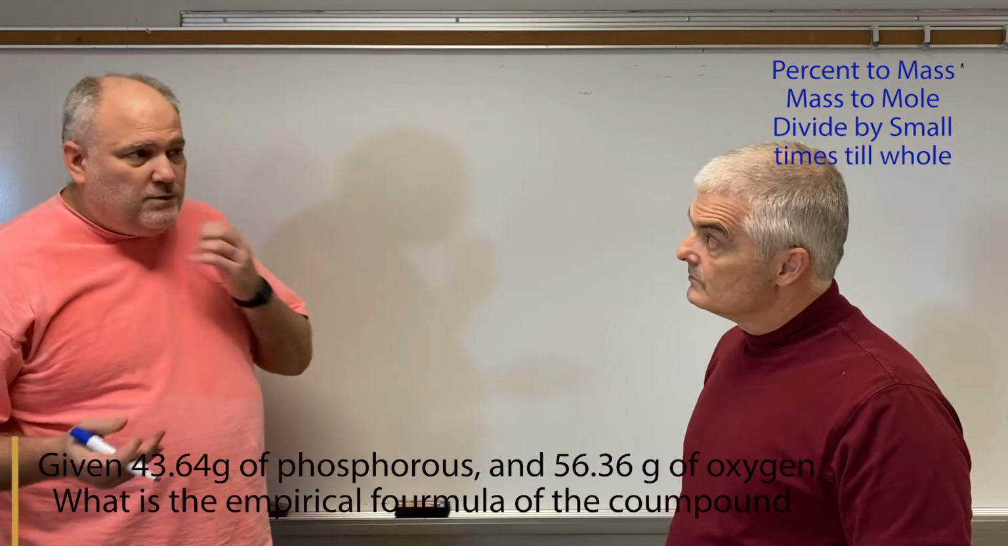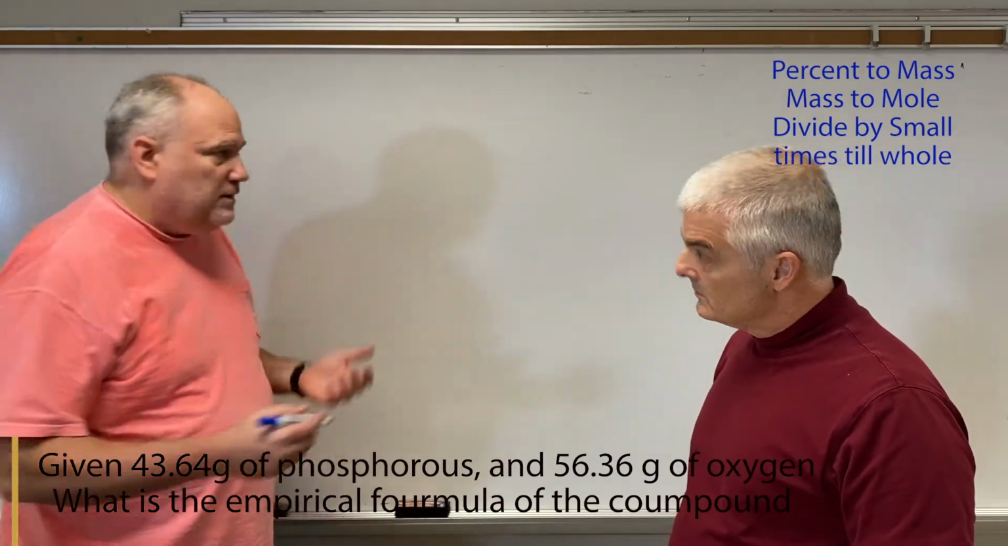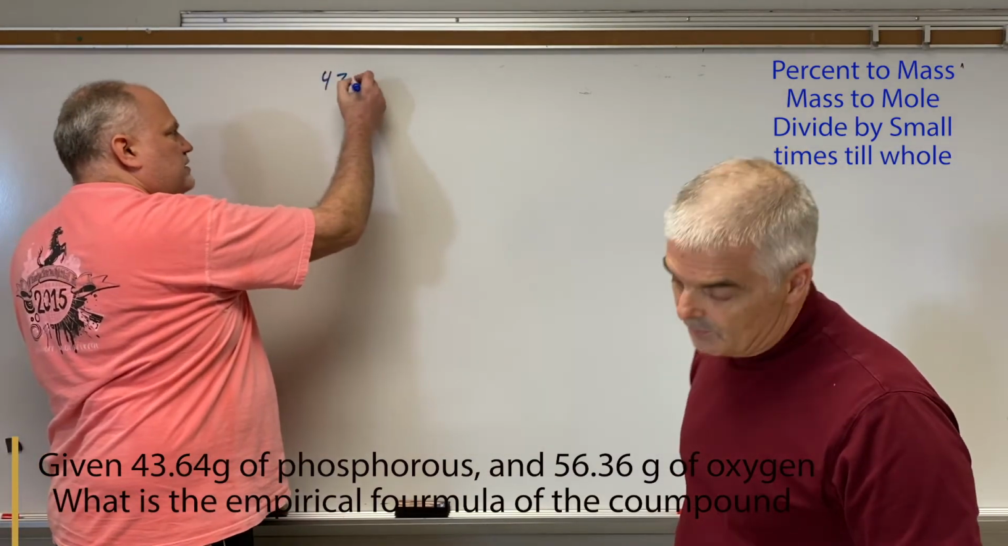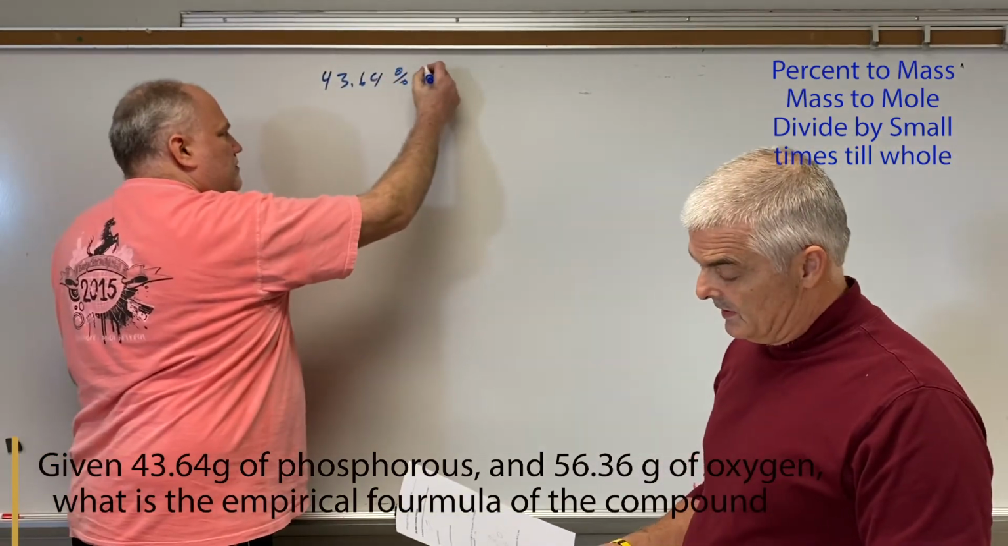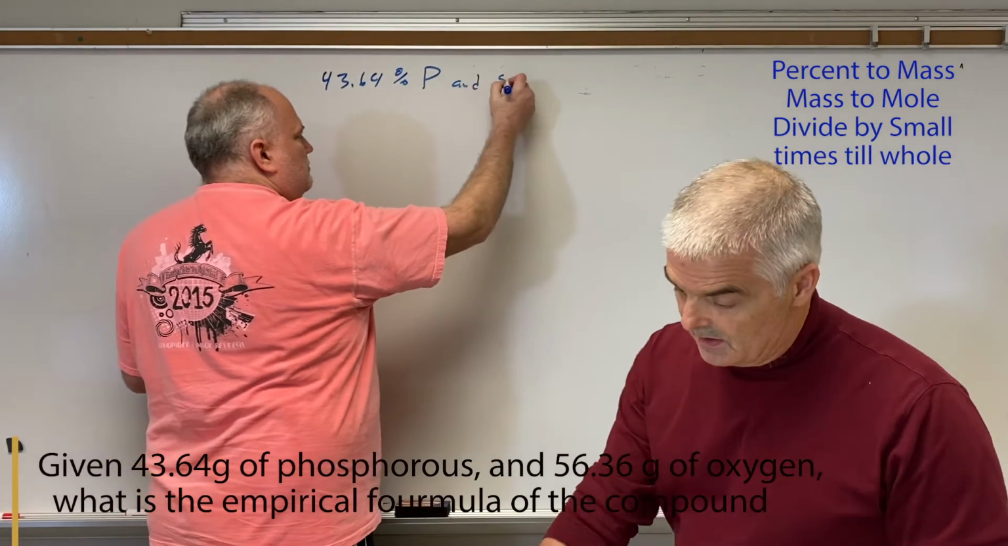So we're going to do another one where we go from percent all the way through to empirical formula. If you read it off for me: 32.64 percent phosphorus, element P, and 56.36 percent is the oxygen.